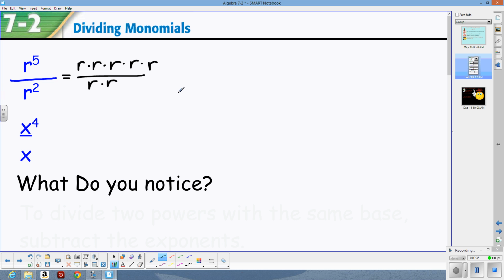When you have a number over that same number, it has a value of 1, like 5 over 5 is 1, or 3 over 3 is 1. So r over r is also 1, and when you multiply by 1, it does not change anything. So I can cancel one r on the top with one r on the bottom, and then another r on the top with one r on the bottom, because those each have a value of 1, and when I multiply by 1, I will get what I started with. So this problem, when you simplify it, becomes r to the third power.